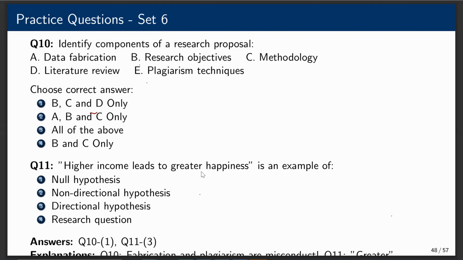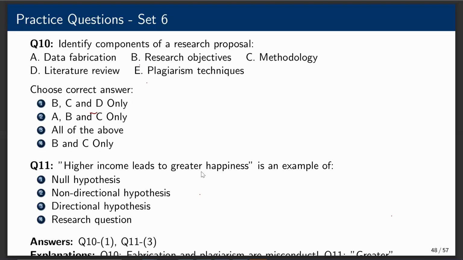Identify components of a research proposal. Data fabrication, research objective, research methodology, literature review, plagiarism techniques. Choose the correct answer. So Ajay is saying B, C, D: research objective, methodology, literature review. Data fabrication, of course, is not part of a research proposal. Plagiarism techniques are not part of a research proposal. So three things are important: research objective, methodology, and literature review. Yeah, it is correct. B, C, D.